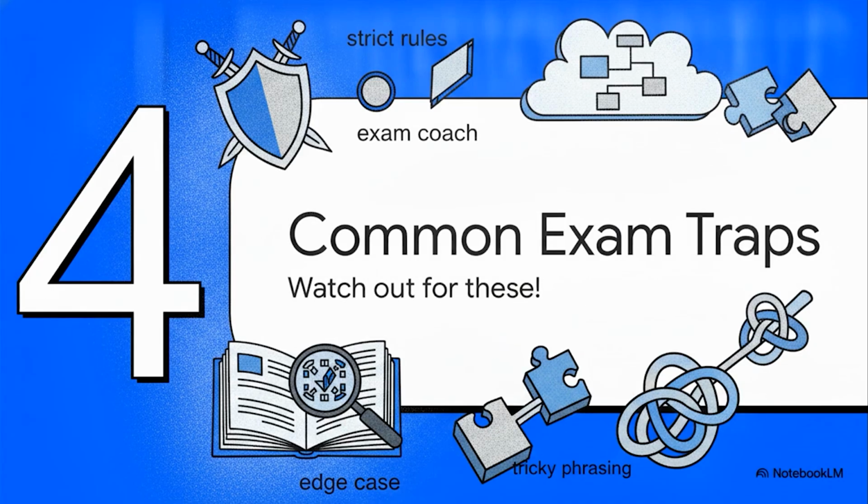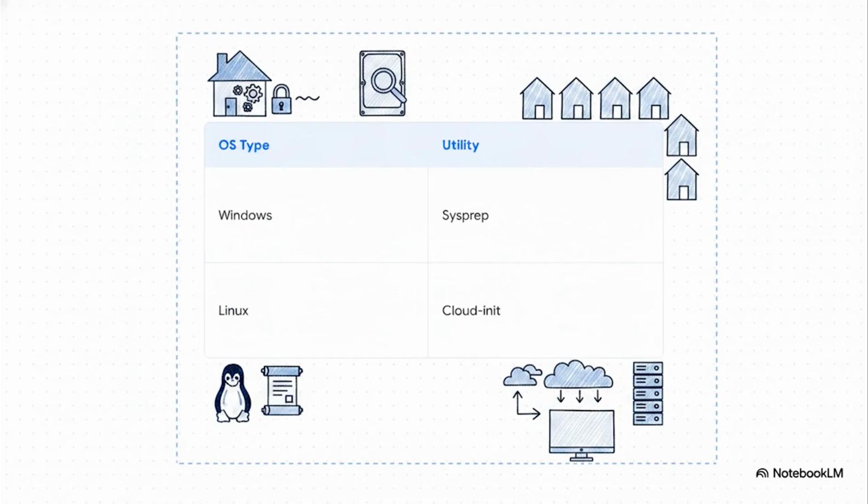Section 4. Common exam traps. Speaking of strict rules, let's shift gears into exam coach mode for a minute. The NCP-MCI exam absolutely loves to test your knowledge of edge cases, system constraints, and tricky phrasing. First things first, you absolutely must map the operating system to its correct underlying utility. For Windows, the utility is Sysprep.